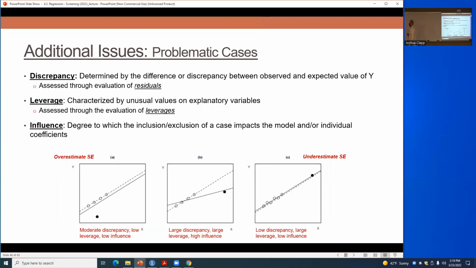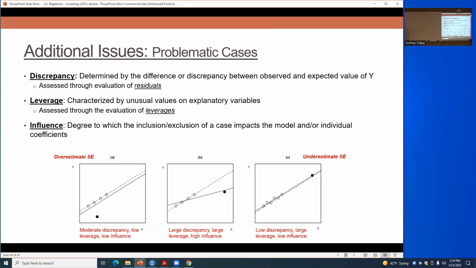You'll see here in panel A, we've got a pretty large discrepancy because we've got a pretty large residual. Here's our observed value. Here's what we expected relative to everything else. We've got a pretty big discrepancy. So we would identify that as a potentially large residual. Here in the second plot, we've got something that's not a large residual, but it probably should be.